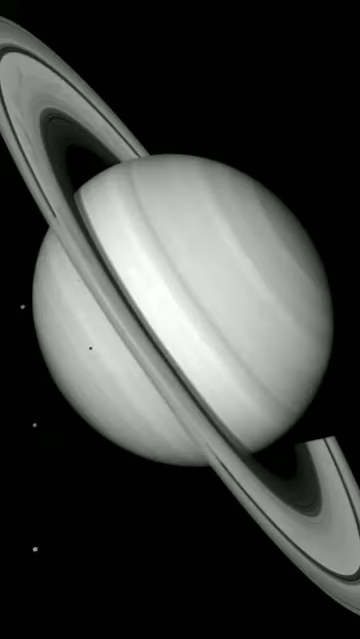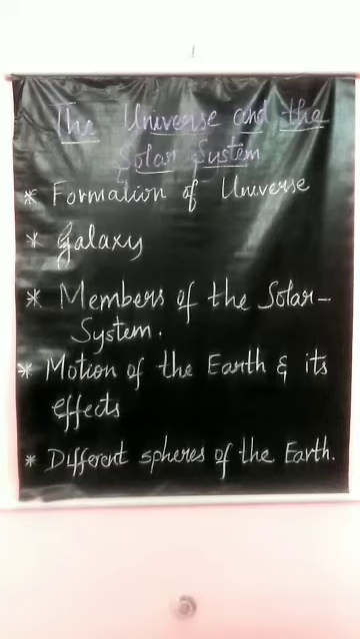Which is a ringed planet? Yes, Saturn is a ringed planet. It is the sixth planet from the Sun and the second largest planet in the solar system after Jupiter.